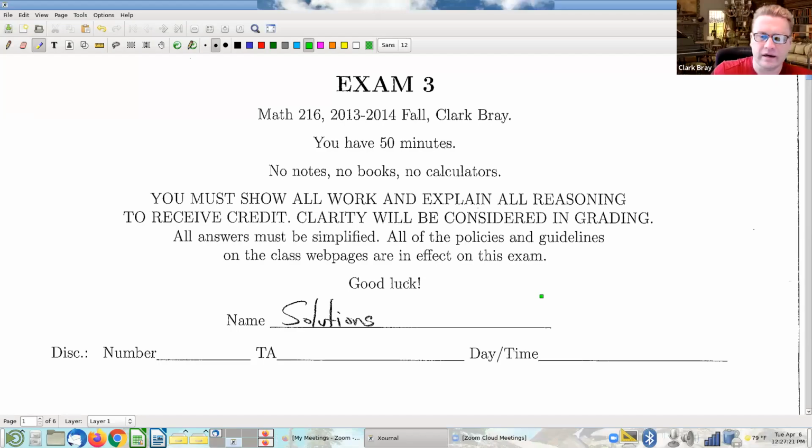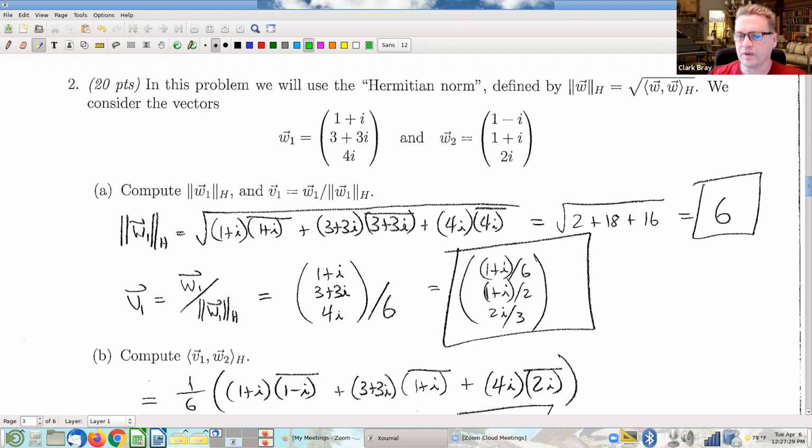Okay, so I want to walk through an old exam question, and here it is. We're looking at exam 3 from 2013-14 fall, and specifically question number 2. This is an interesting question. It actually combines a couple of different topics from the course. One of them obviously involves Hermitian stuff, and the other topic that it combines with, I'll reveal in a couple of minutes.